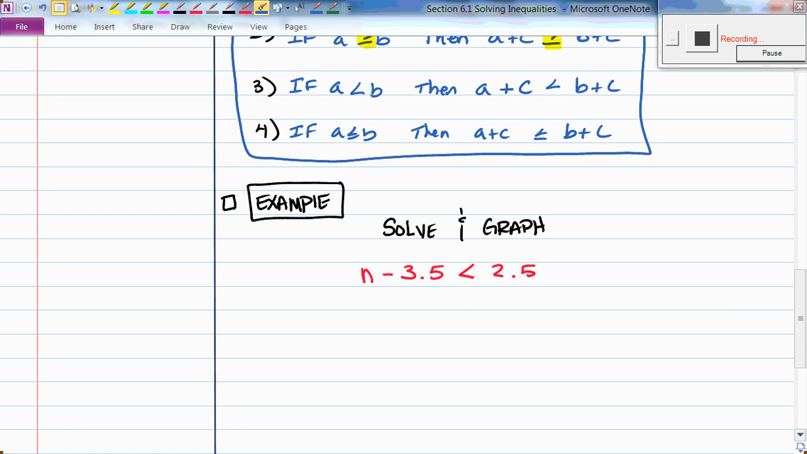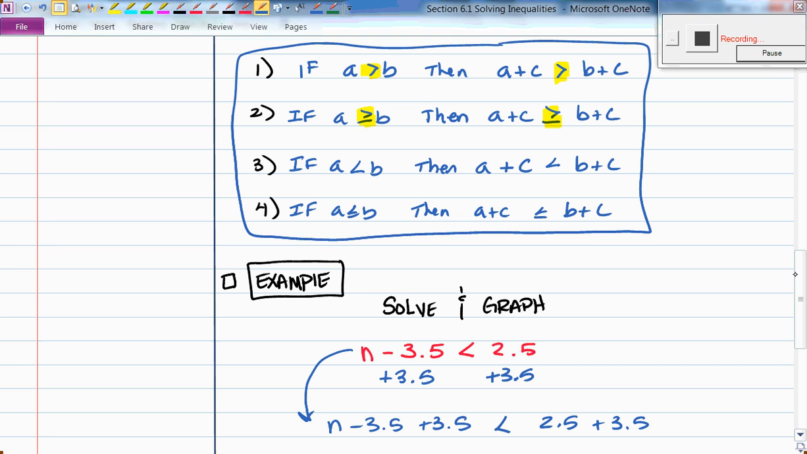If I want to solve for n, I'm going to treat this the exact same way I would treat an equation. What do I need to do to get n by itself? Add what? Yeah, we're going to add 3.5 here, and we're going to add 3.5 here. So this is essentially what we're saying: n minus 3.5 plus 3.5 is less than 2.5 plus 3.5. Now, how come we can jump from this statement to that statement? Which property up here allows us to do that? 1, 2, 3, or 4? 3. Very good.